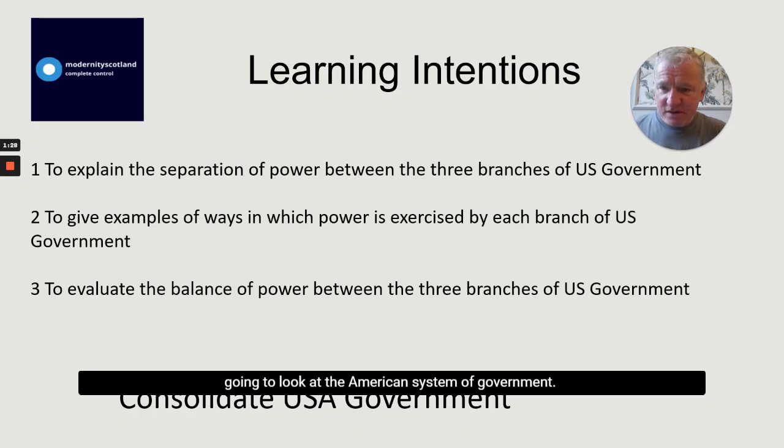We have learning intentions for this presentation. We want to look at the separation of power between the three branches of American government, give examples of the ways in which power is exercised by each branch, and evaluate the balance of power between the three branches of US government.